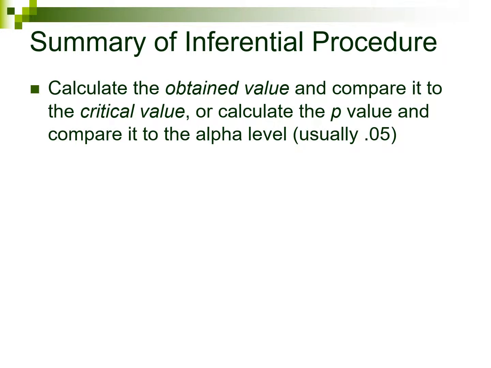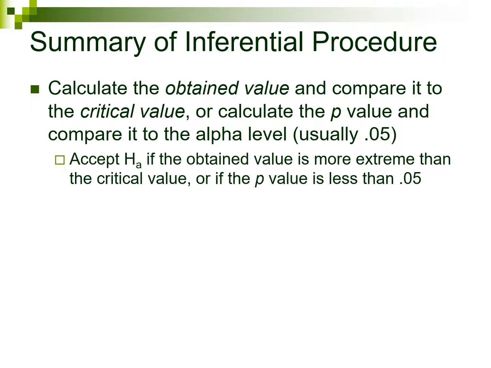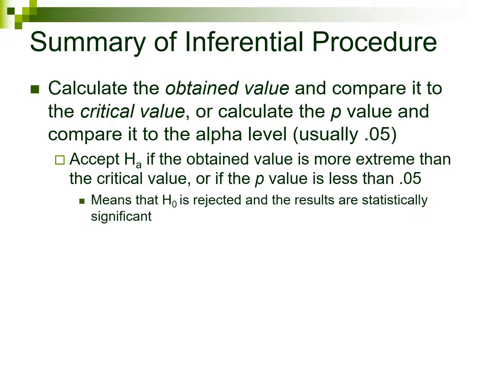Well, there are two main ways. You can either A, calculate the obtained value and compare it to the critical value, or you can calculate the p-value and compare it to the alpha level of 0.05. You would accept the alternative hypothesis if the obtained value is larger than the critical value, or if the p-value is less than 0.05. Notice that if we accept the alternative hypothesis, this also means that we reject the null hypothesis and that the results are statistically significant.